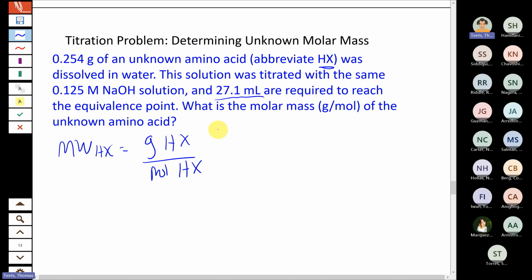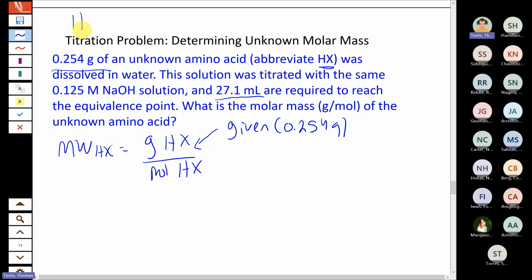The mass of our unknown is given to us in the problem. That's 0.254 grams. So the numerator we already have. We don't have to do any work to get that in this case. But we have to do stoichiometry to get the number here in the denominator, the moles of HX.